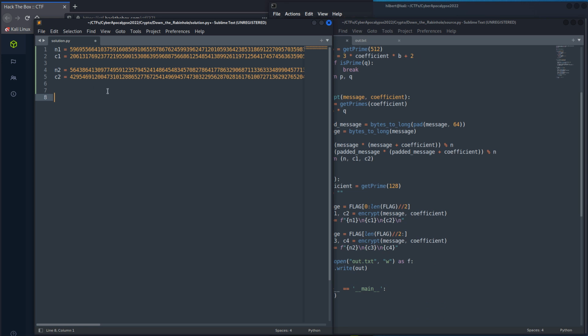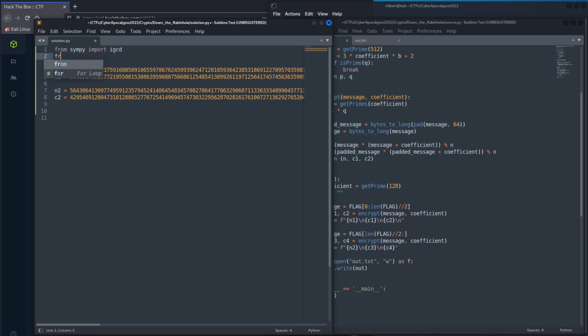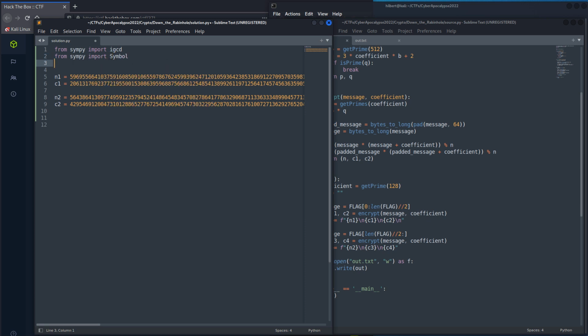So I'm going to use SymPy to get the GCD, which is just a Python package. But you can use whatever you want to get the GCD. And then since I'm using SymPy, I'll also use that to solve the quadratic. But again, we could have just done this in the terminal and used something like Wolfram Alpha. I'm just doing it this way because I have SymPy on my computer, so it's easier.